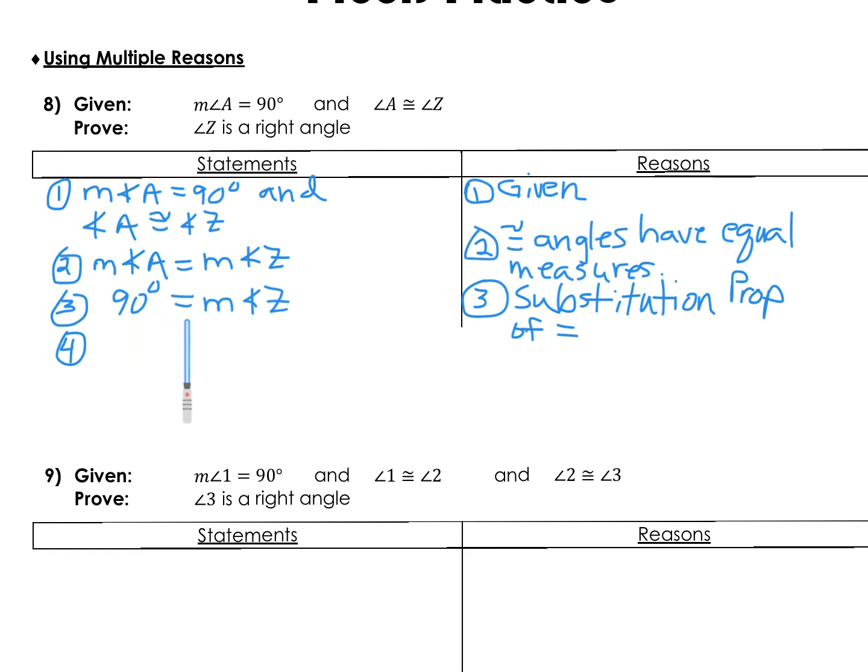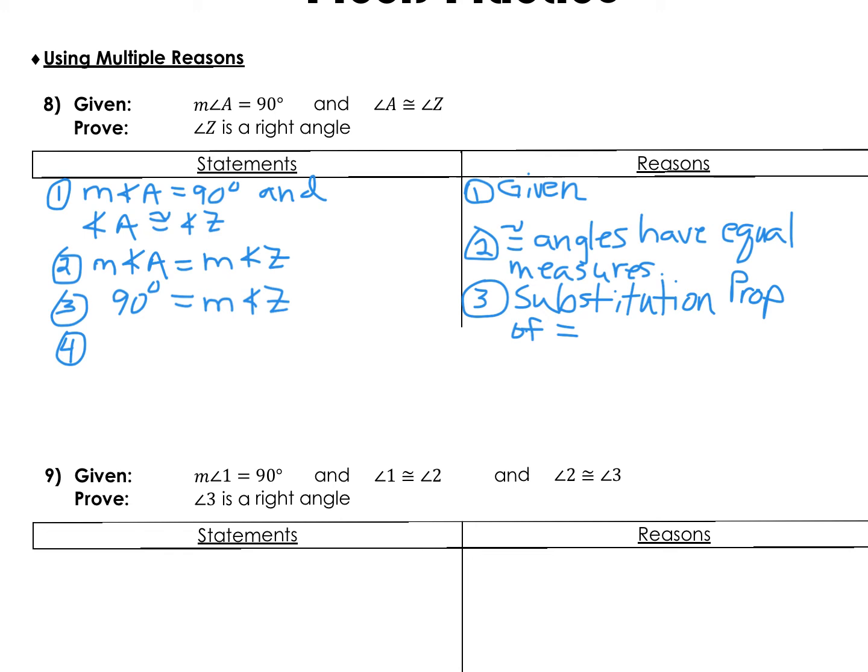If 90 degrees is equal to the measure of angle Z, can't we conclude that angle Z is a right angle? And if you look at your reasons for proofs reference sheet and look at the definitions column, go all the way down to the definition of a right angle. And it says, angle A is a right angle if and only if the measure of angle A is 90 degrees. Well, we have the measure of angle Z is 90 degrees, so that means that angle Z must be a right angle.